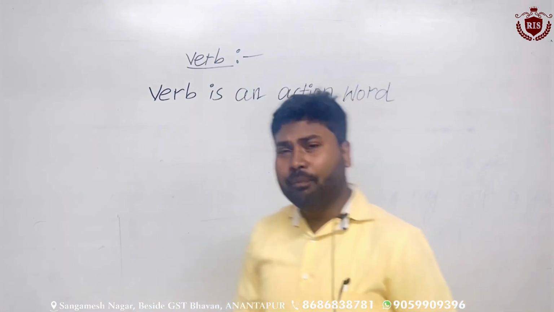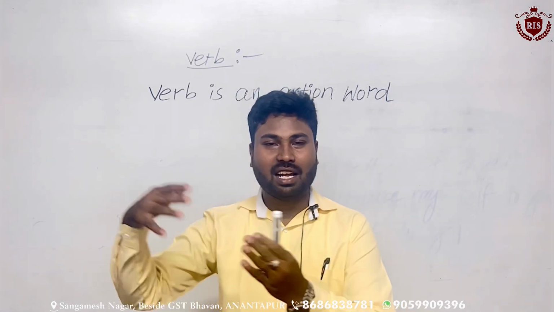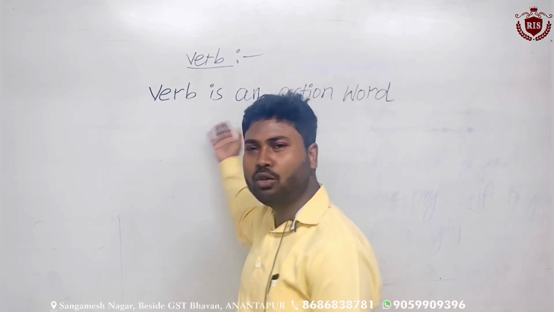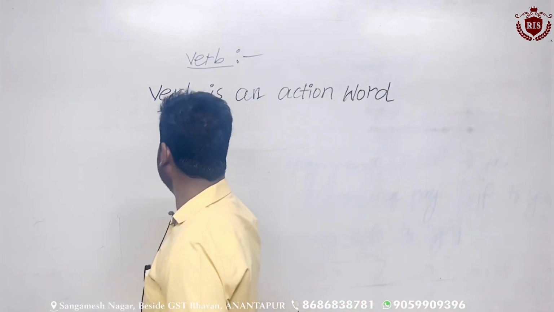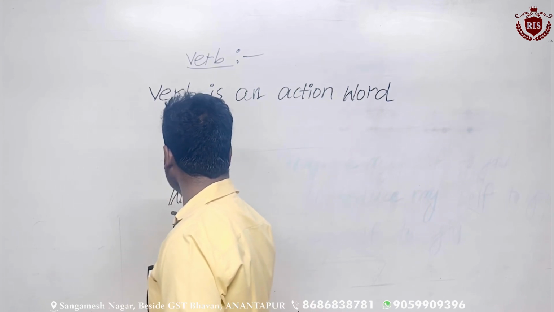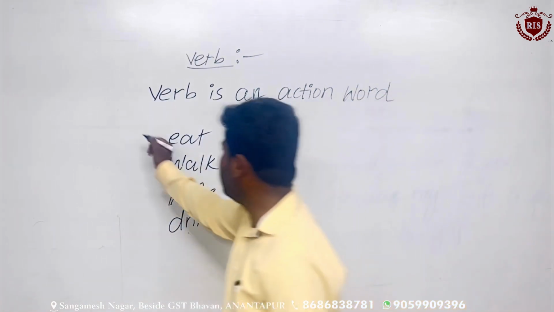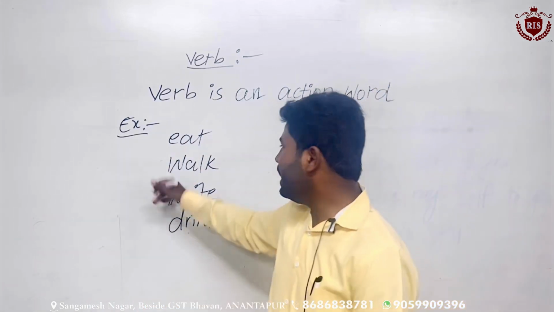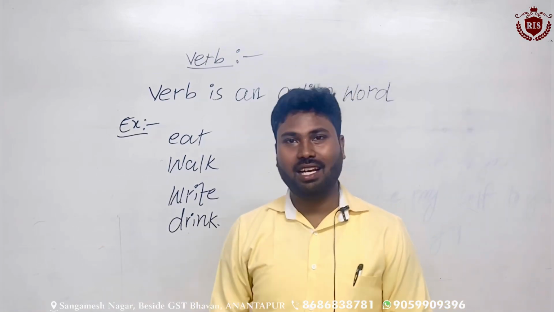Regularly we may use thousands of verbs in our daily activities. As we have got to know the definition, a verb is an action word. So let us know some examples of verbs: eat, walk, write, drink, and many more. These are some examples that we use on our daily basis, and we have thousands and millions of words that we use in our daily life.